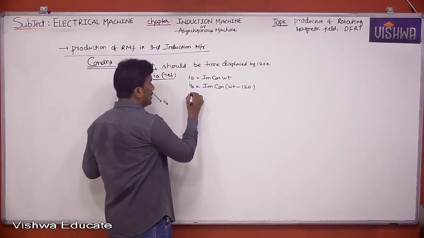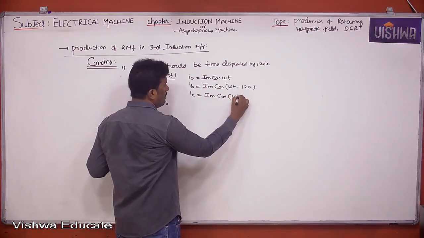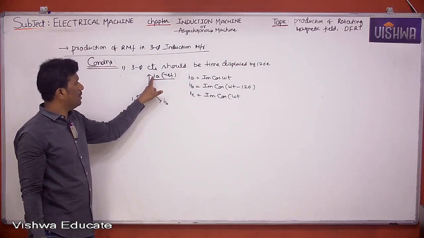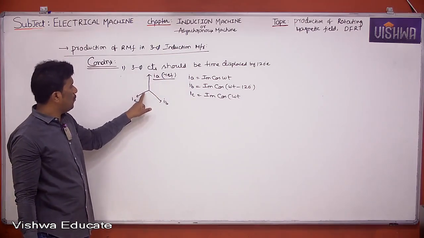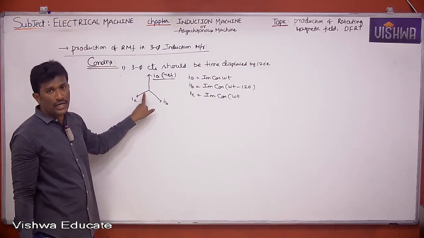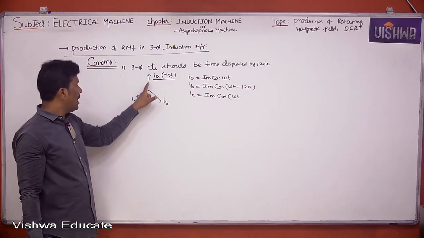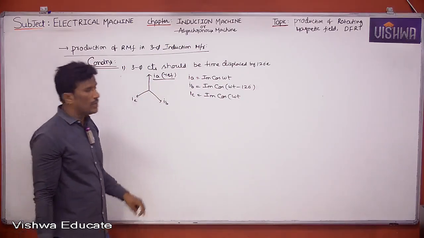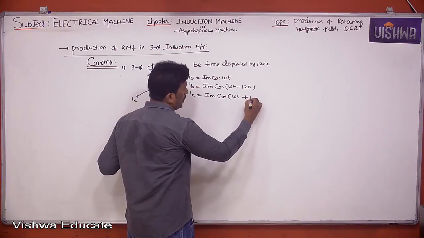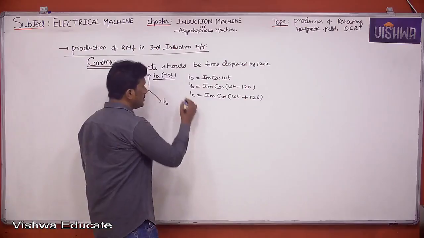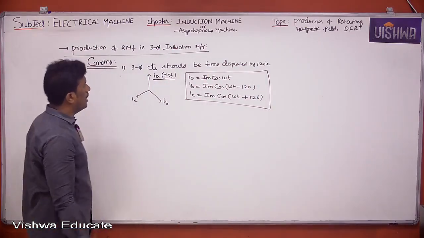Now what about IC? IC equals Im cos of omega t minus, when compared to the IA vector, it is lagging by 240. That means I can write minus 240, or I can write plus 120 also. It is lagging by 240 or leading by 120. Both are correct. So let me take IC equals Im cos of omega t plus 120. These are the three-phase currents time displaced by 120 electrical.